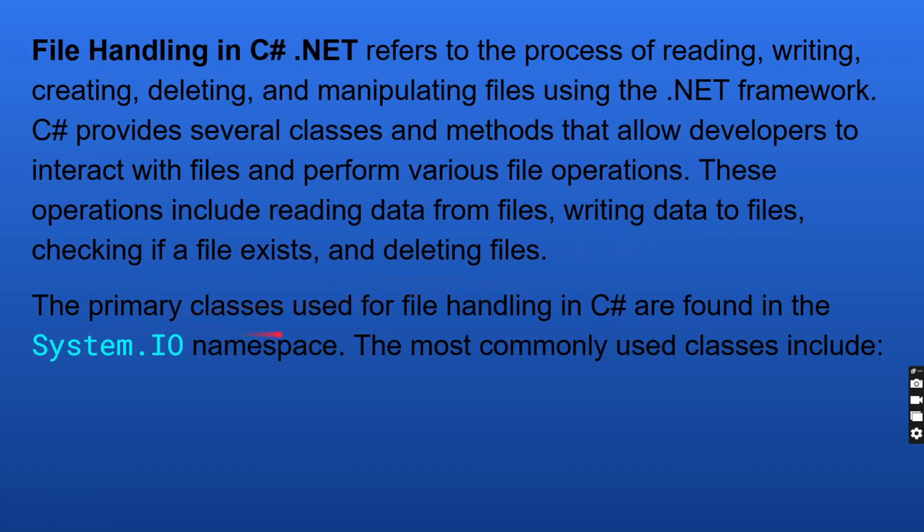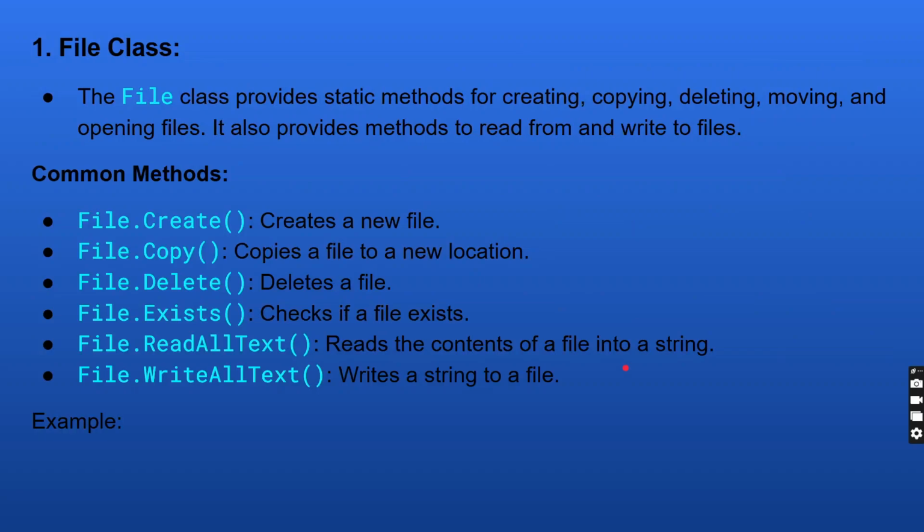The primary classes used for file handling in C Sharp are found in the System.IO namespace. The most commonly used classes include: First, we'll talk about the File class. The File class provides static methods for creating, copying, deleting, moving, and opening files. It also provides methods to read from and write to files.